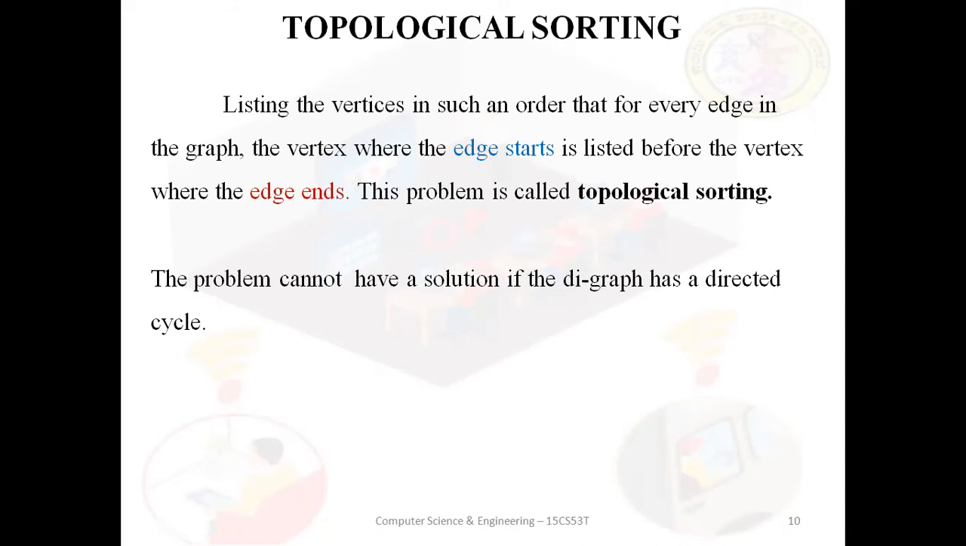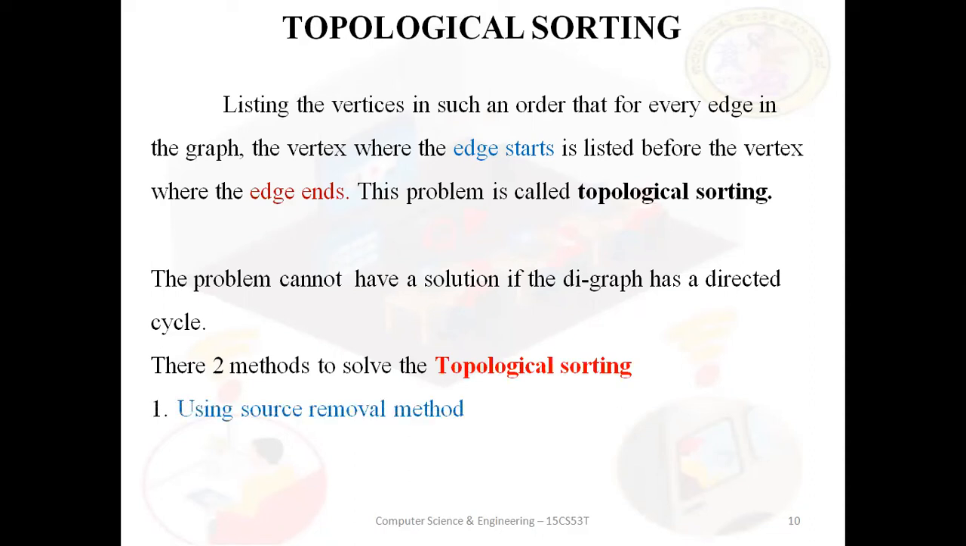So the problem cannot have a solution if the digraph has a directed cycle. If the graph contains cycles, then we will not get a solution. It will enter into a deadlock state. So there are two methods to solve topological sorting. One is using the source removal method and another one is using the DFS traversal method.